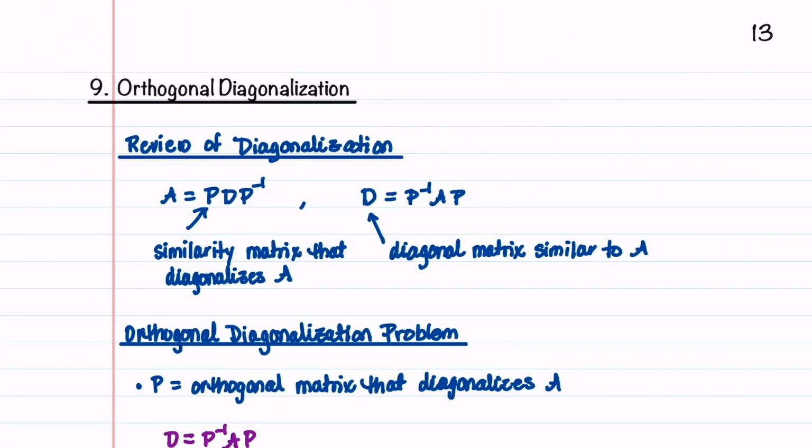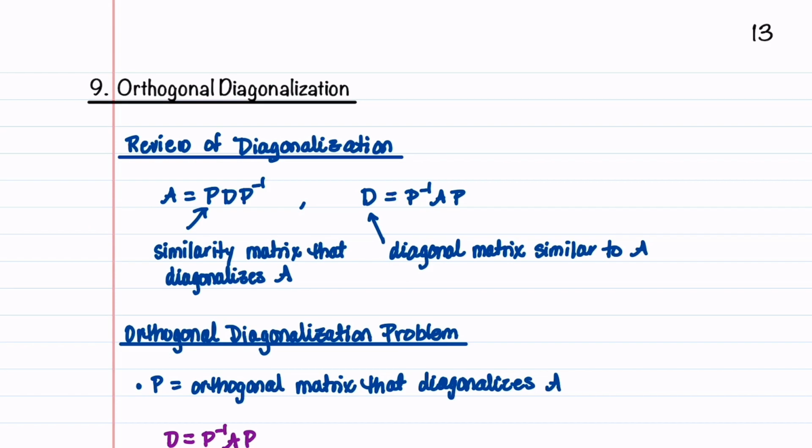This brings us to our last topic. Our last topic is learning how to orthogonally diagonalize a matrix. Before we begin, let's review diagonalization. I went over this topic in the Linear Algebra Review series on eigenvalues and eigenvectors. You may want to check that out if you haven't gone over diagonalization before.